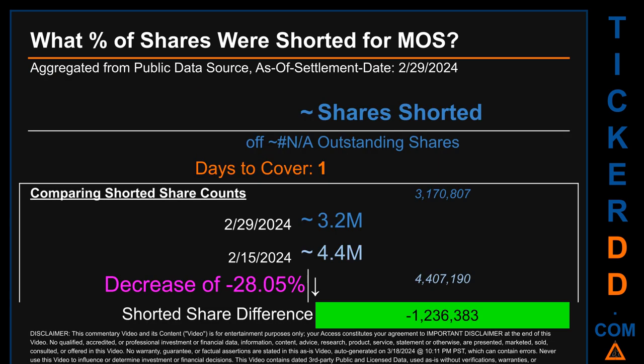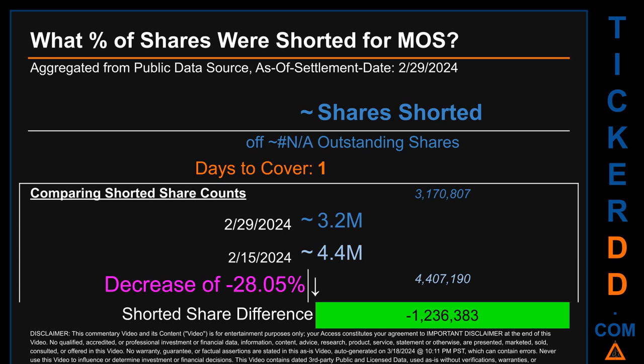What percentage of shares were shorted for MOS, for the 2-week period ending on settlement date February 29, 2024? About 3.2 million shares of MOS were shorted out of a total of approximately 321.7 million outstanding shares. Therefore, for MOS, based on as-is discovered public data when this video was generated, the ticker has a short interest of roughly 0.99%, which I got by taking the number of shorted shares and dividing it by the number of outstanding shares to get the percentage value. Days to cover is 1.